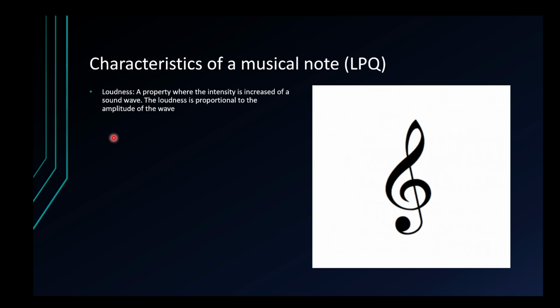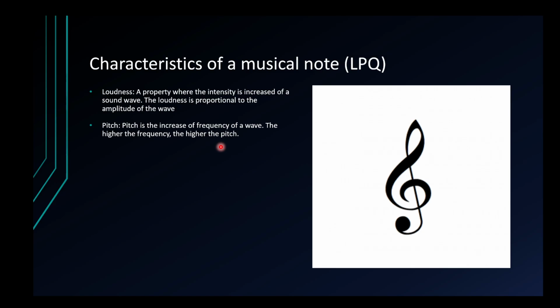So, the first one, L, stands for loudness, and the loudness of a sound is proportional to the amplitude of that particular wave. So, if you don't know what the amplitude of a wave is, I would suggest going back to the previous chapter and reviewing your definitions. Pitch is proportional to the frequency of the wave. So the higher the frequency, the higher the pitch.